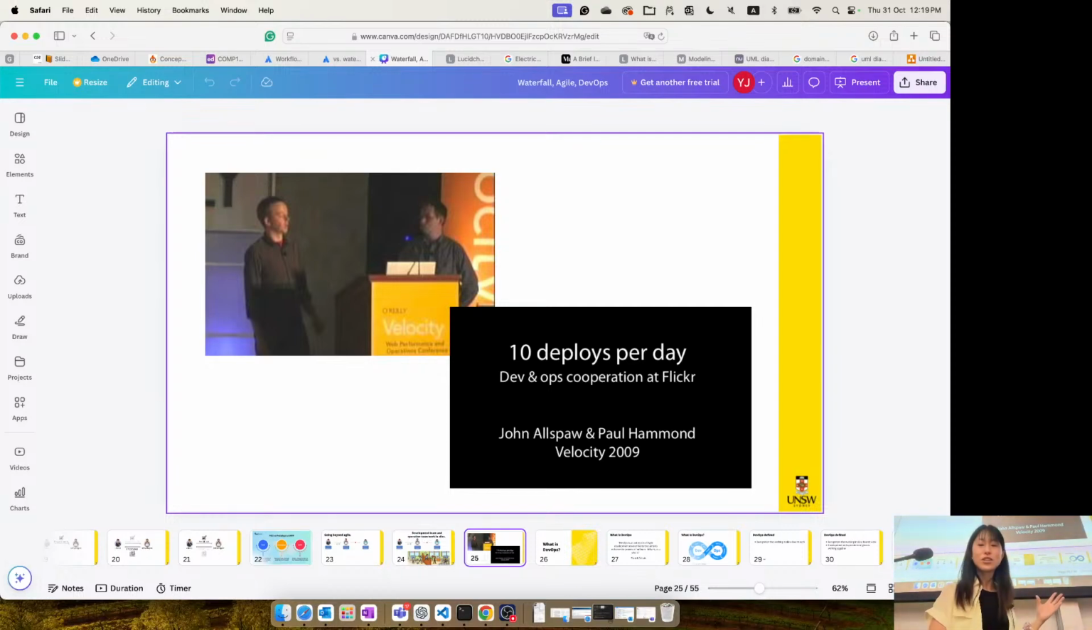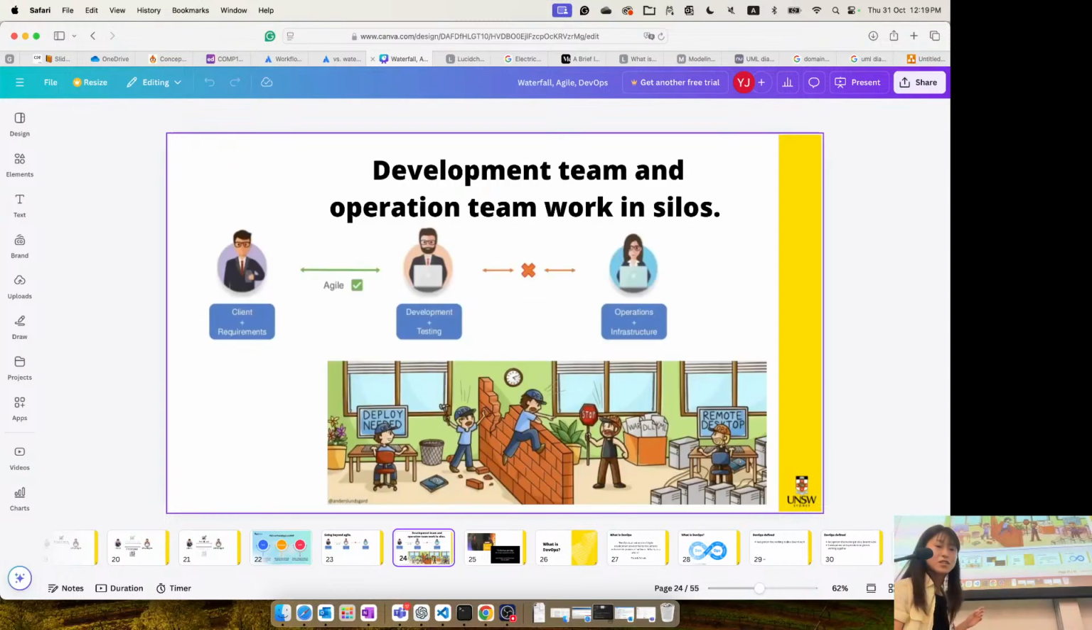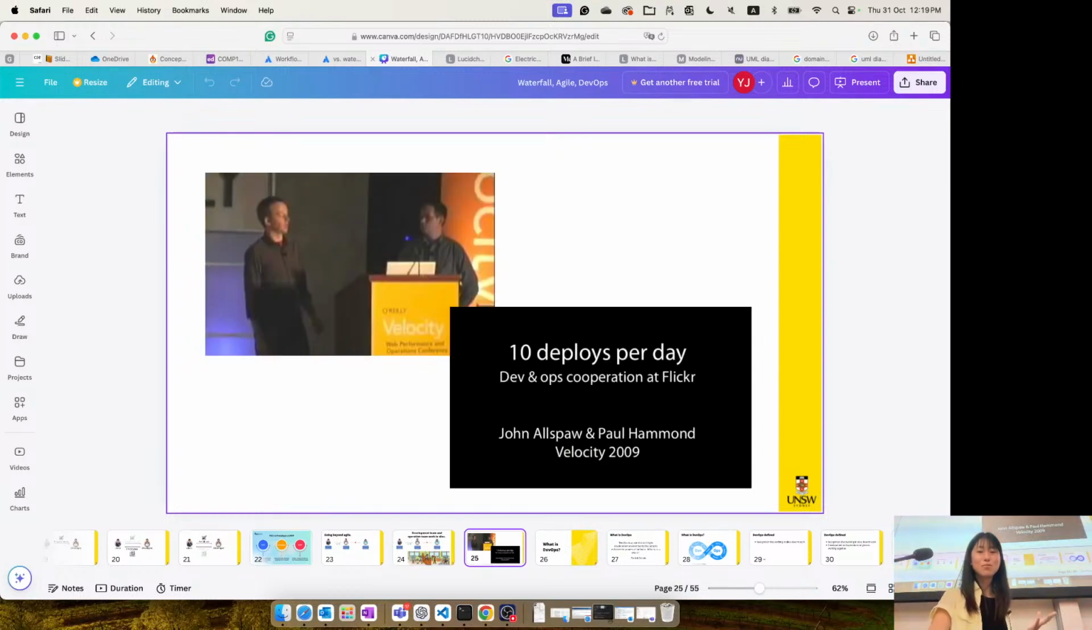So what they do, in this figure, is break this wall. They knock that wall off. They bring the operations team together with the developer team, the whole team together. So they actually put everyone in the same team. Right. So they start to deploy things really fast.